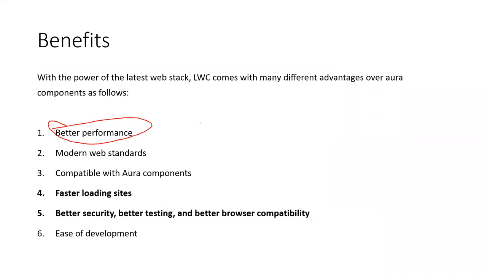When we talk about better performance, as a developer or even as a tester, you might have two pages. One page has an Aura component, and the other page has an LWC component. You try to load them and it looks like both are taking similar times. Just by the amount of time they take to load a page, we will not be able to tell. If you really want to compare the performance, then you have to use console methods.